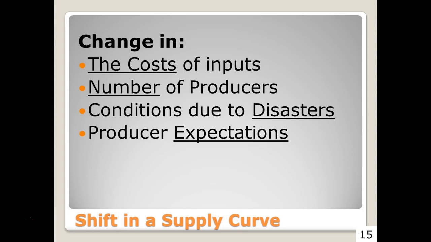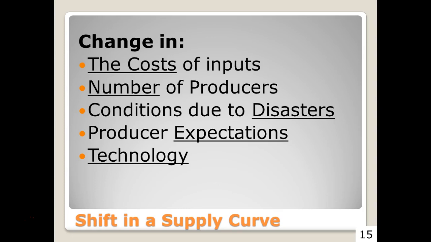Producer expectations. If they think the price is going to go up in the future, then profits will be higher later. So they'll sell less now and sell more later. So selling less now means the quantity supplied goes down, shifts to the left at all prices. But if they think the price is going to go down, so their profits will go down in the future, they'll want to sell it now so they can make the higher profits now. And that would shift quantity supplied to the right.